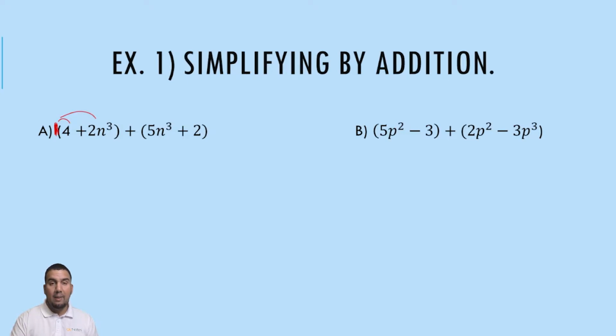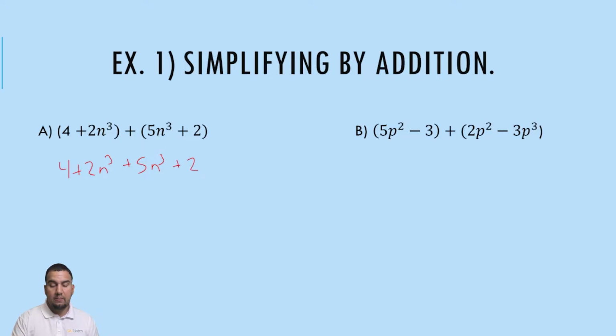So because of that, I'm actually going to ignore the parentheses whenever I notice there's a positive 1 in front of it. There's a 1 here and there's a 1 here, so let's ignore it. We're just going to simply drop the parentheses and write the problem out. So it's going to be 4 plus 2n cubed plus 5n cubed plus 2.